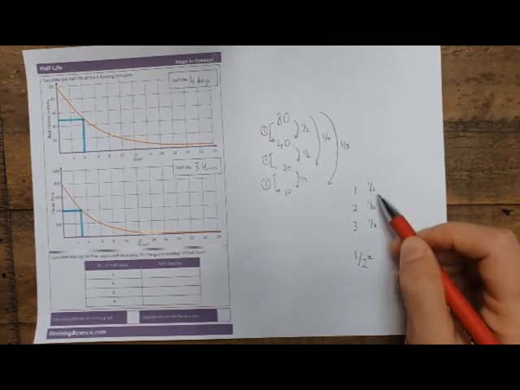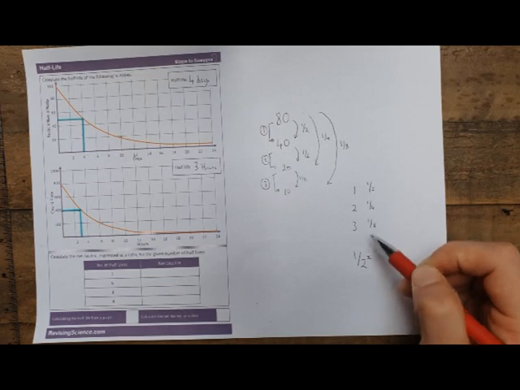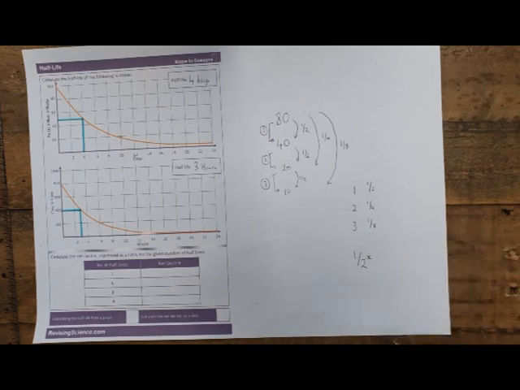1 over 2 to the 1 will give us a half. 1 over 2 squared will give us a quarter. And 1 over 2 cubed will give us an eighth. It's a little bit quicker when we're trying to think about these answers of how we can work it out.